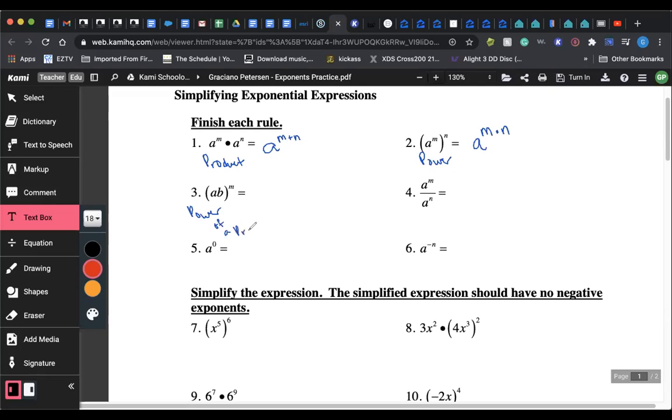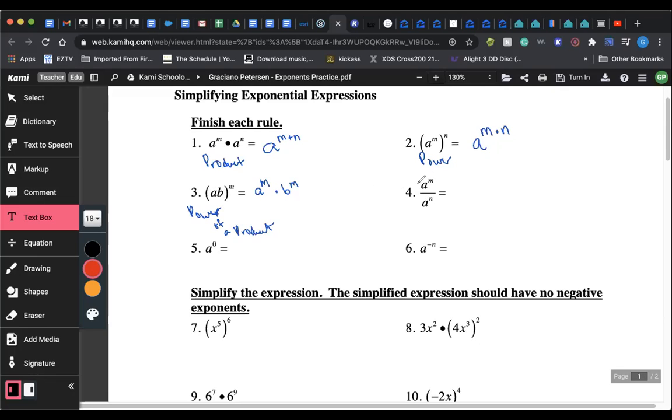All right. Number 3 is the power of a product. That means if we have a times b to the m, it's going to be a to the m times b to the m. We just have to apply the exponent to both of the things inside the parentheses. That's all that is. So it's a power of a product. That's number 3.